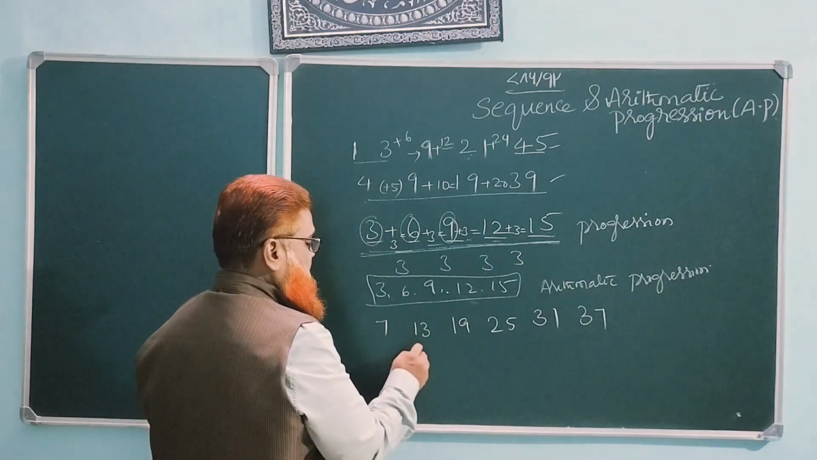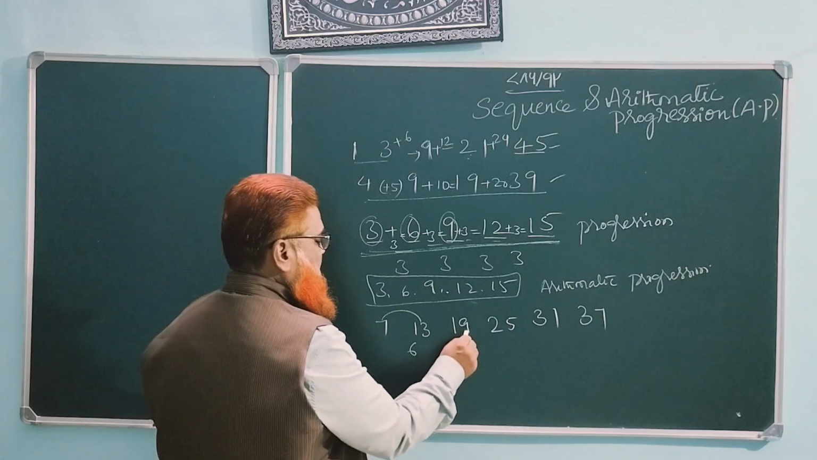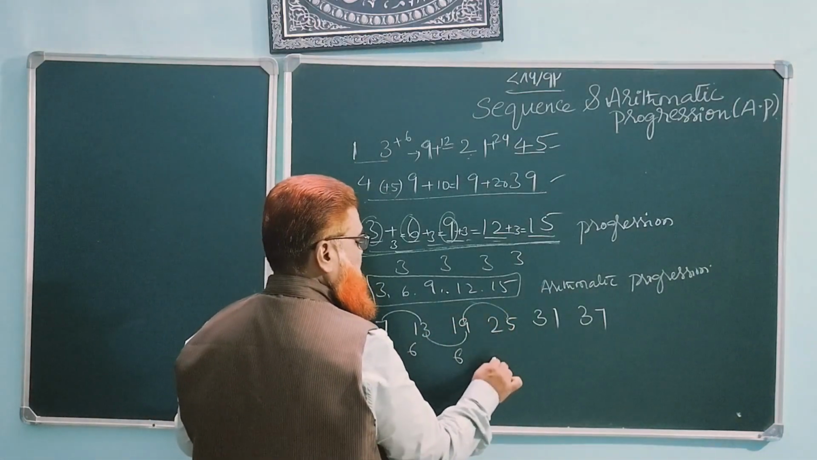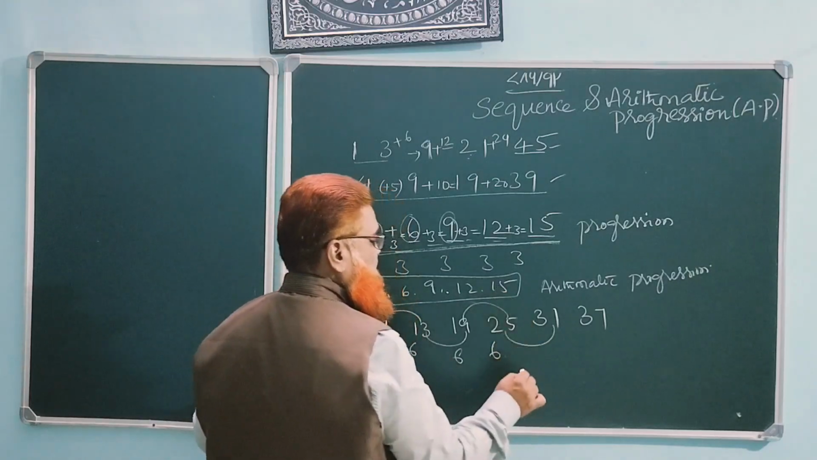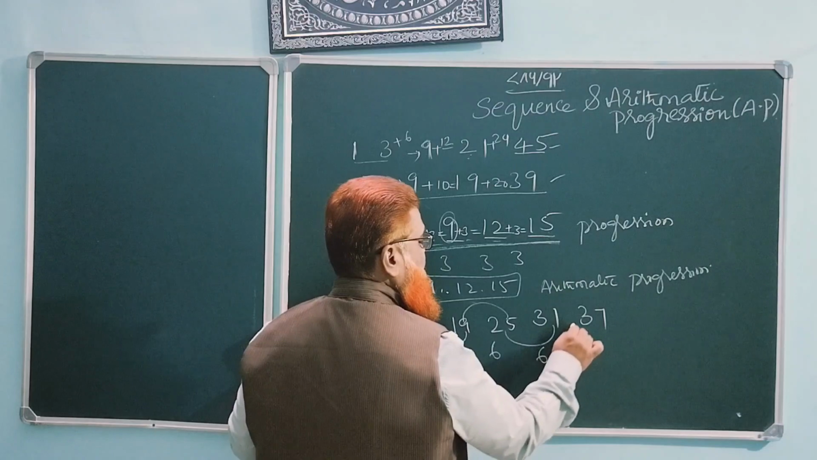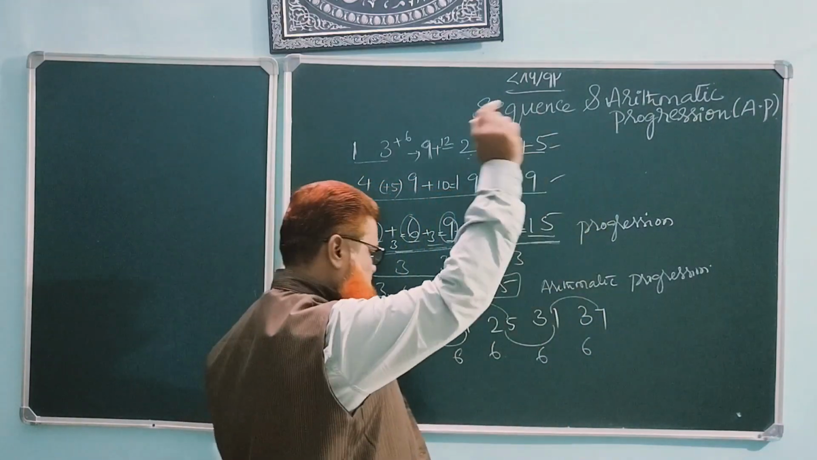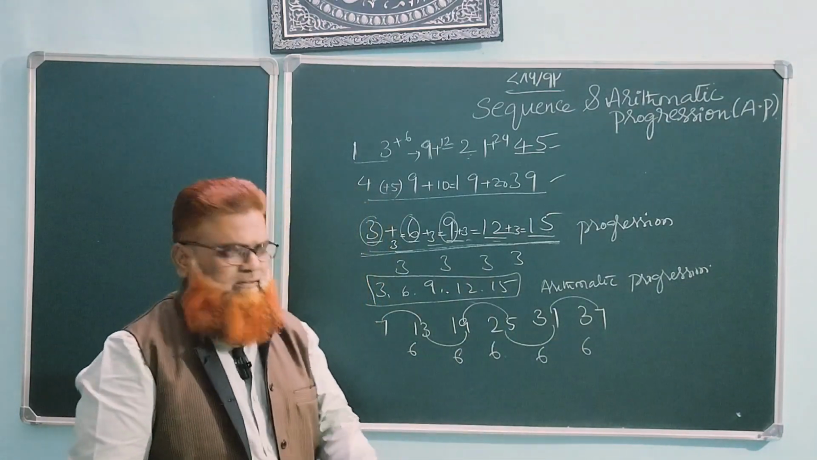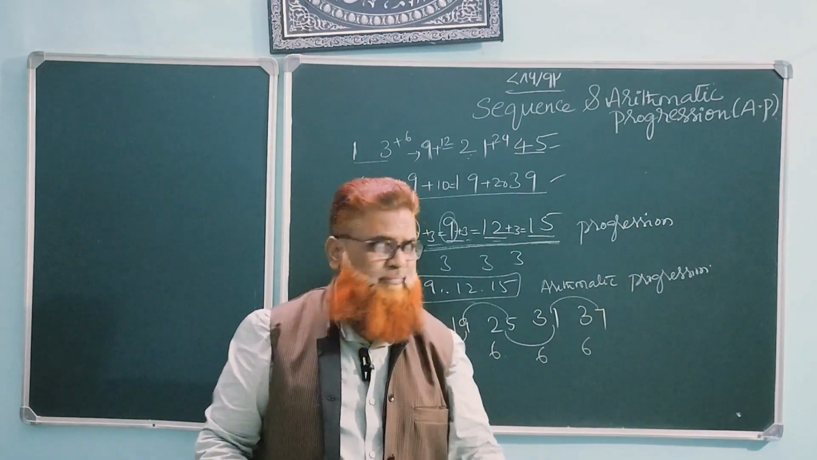13 minus 7 is 6. The difference between these two numbers is 6. 19 minus 13 is 6. 25 minus 19 is 6. And 31 minus 25 is 6. And 37 minus 31 is 6. Throughout the sequence, we got the same difference. This type of sequence is called an arithmetic progression.